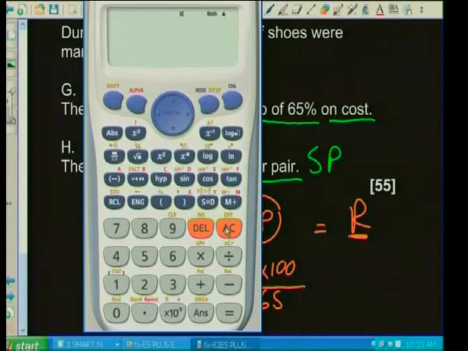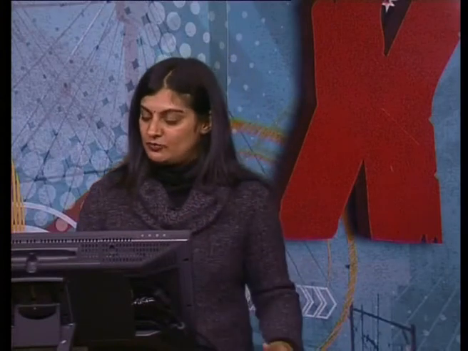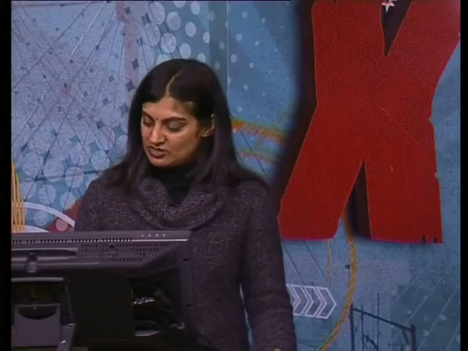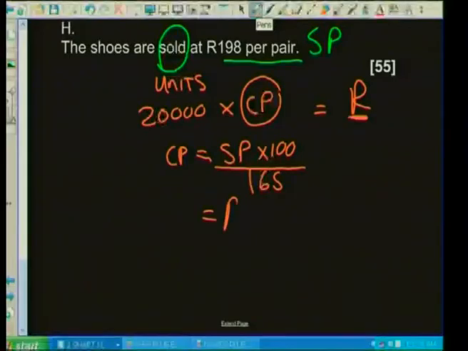Okay, so we've got a selling price of 198 Rand. We're multiplying this by 100, and we're dividing this by 165 to get a cost price, people, of 120 Rand. That's how much it costs the business to manufacture one pair of shoes. That is the cost price. So we've got our cost price. Let's just extend that page there as an amount of 120 Rand.